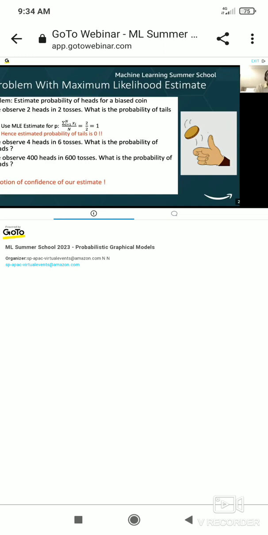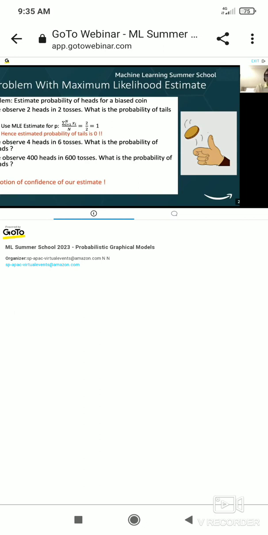If you, let's say, observe 400 heads in 600 tosses, then you're way more confident of your estimate of the probability of heads compared to conducting just 2 trials. So what really is the problem here? The problem is that maximum likelihood estimation does not incorporate any notion of confidence in our estimates, and that can prove problematic, especially in scenarios where your data set is limited, and even in scenarios where you're learning a large set of parameters but don't have sufficient data to characterize them very effectively.